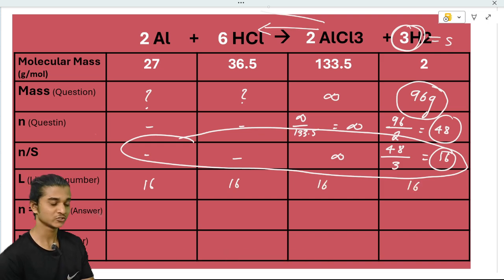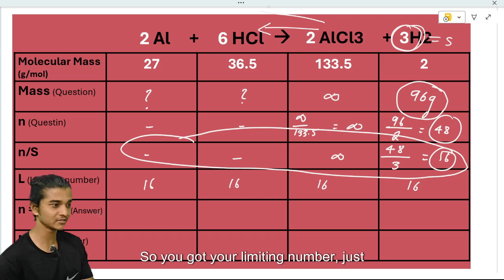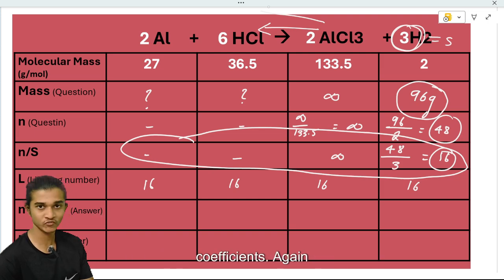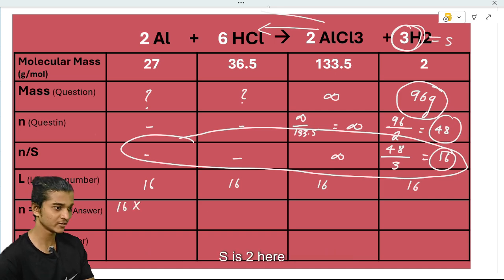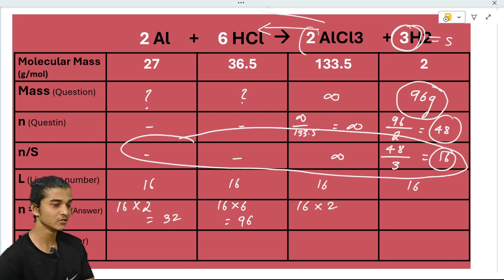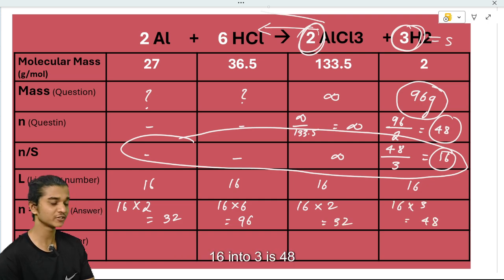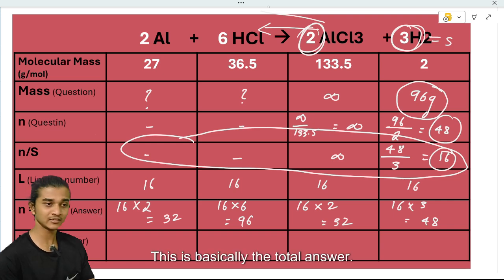And the last step is, you got your limiting number, just multiply the limiting number with the stoichiometric coefficients again, and you're going to get your product answers. So your answer is going to be 16 into s, which is 2 here. So 16 into 2 is 32, and here it is 16 into 6, so 16 into 6 is 96, and here it is 16 into 2, because the stoichiometric coefficient here is 2. So 16 into 2 is again 32, and 16 into 3 is 48. So this is basically the total answer.